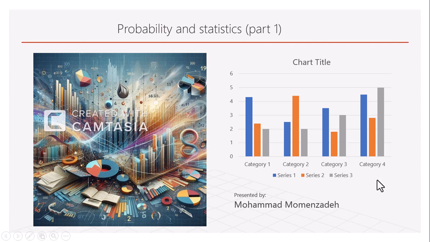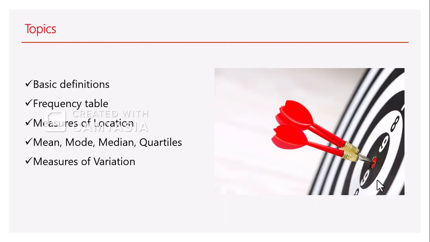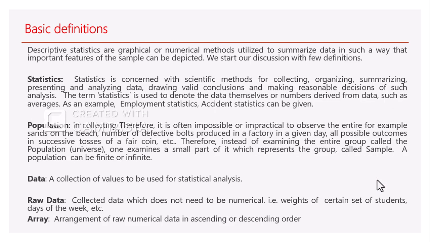If we take a look at the topics that we will discuss in this lecture, you can find the basic definition, frequency table, measures of location, mean, mode, median, quartiles, and measures of variation. We will discuss these things, and at the end of the day we hope that we can sketch the diagram for this type of measurement. So we start our discussion with the basic definition.